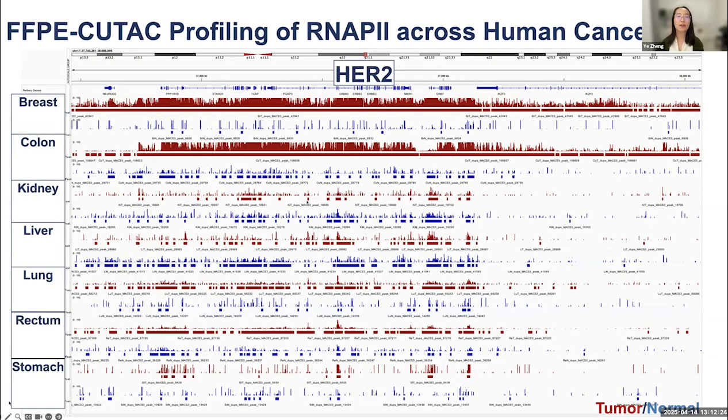And again, you can always zoom in to the region of your interest. For example, we can easily observe hypertranscription in the HER2 region for breast cancer. Similarly, we also see some elevation, some hypertranscription of HER2 for colon, but we did not observe it for all the other cancer types.